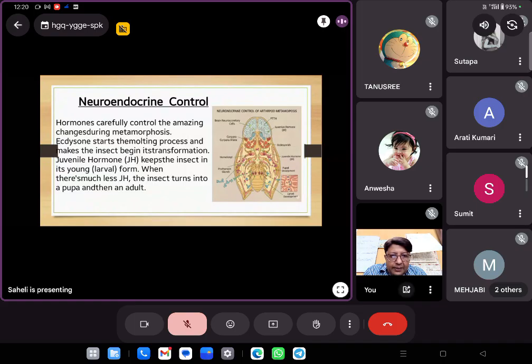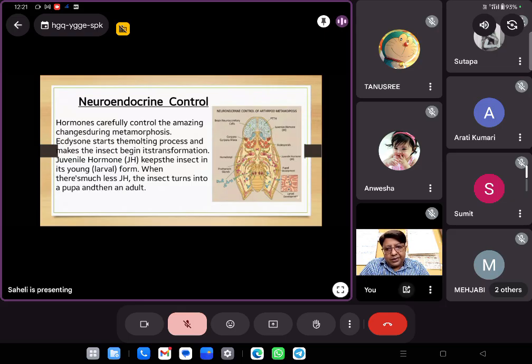Another hormone called the juvenile hormone (JH), secreted by the corpora allata, controls the type of stage that appears. When juvenile hormone is high, the insect remains a larva. When juvenile hormone level decreases, it becomes a pupa. When juvenile hormone stops, the adult stage develops. So the balance between ecdysone and juvenile hormone controls the entire process of metamorphosis in arthropods.